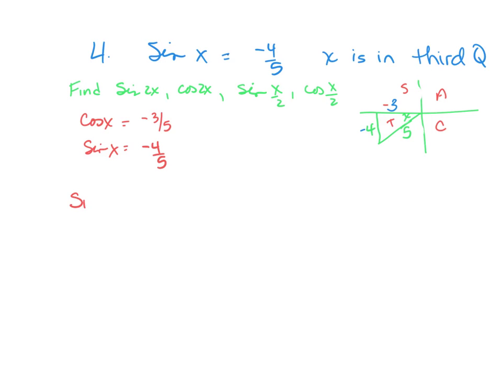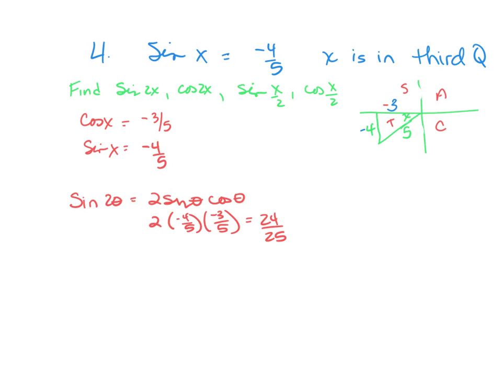Sine of 2 theta equals 2 sine of theta cosine of theta. And here we just plug and chug. 2 times negative 4/5 times negative 3/5. And that is 24/25.